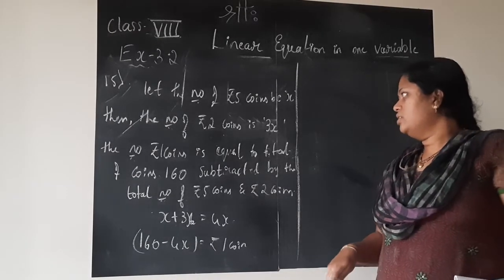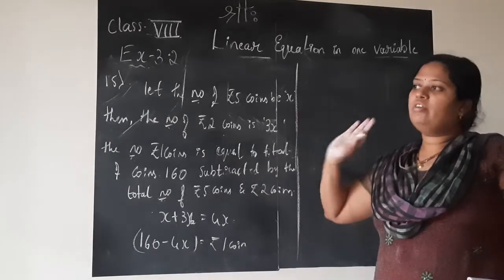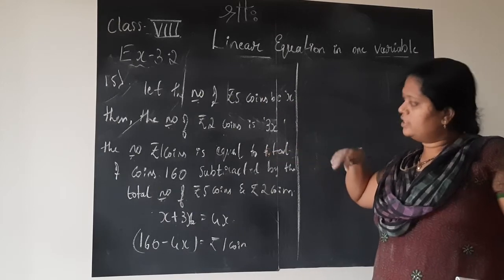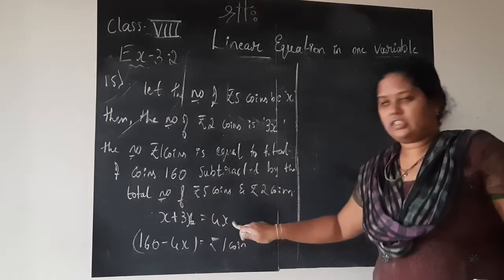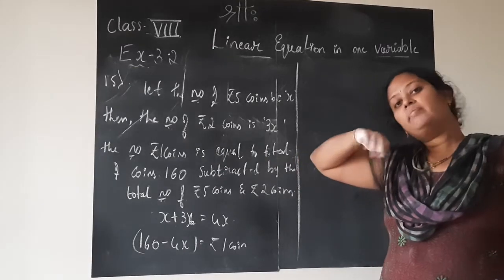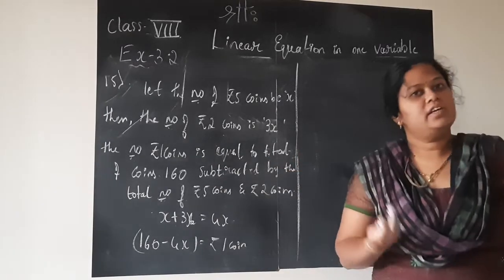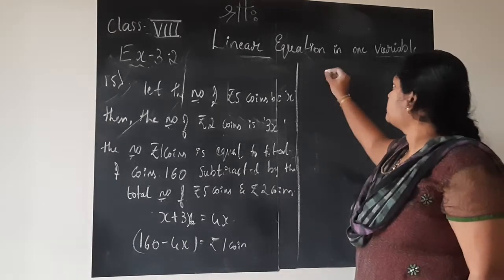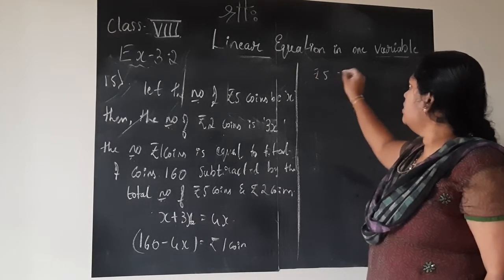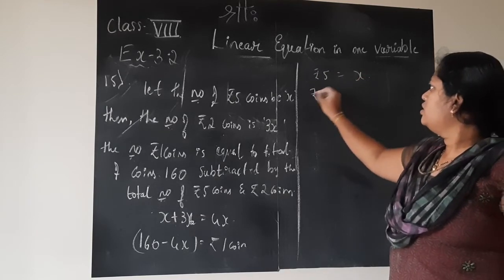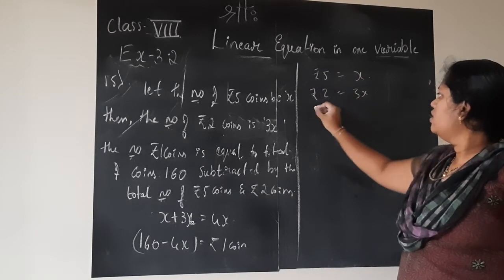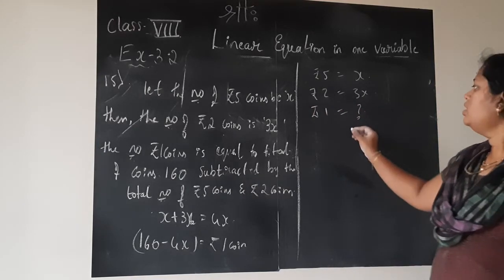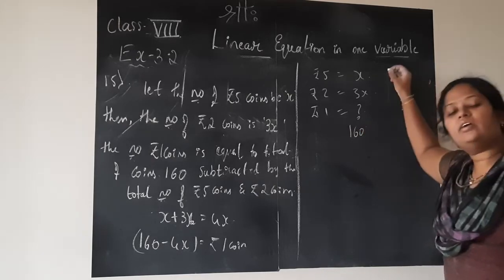How do we find out? Now there are 1 rupee coins, 2 rupee coins and 5 rupee coins. The 5 rupee and 2 rupee coins together are x plus 3x, which is 4x. If we subtract these from the total number of coins, what will we get? How many 1 rupee coins are there? Do you understand? Now the 5 rupee coins are x, the 2 rupee coins are 3x. We don't know how many 1 rupee coins there are, but the total number of coins is 160.